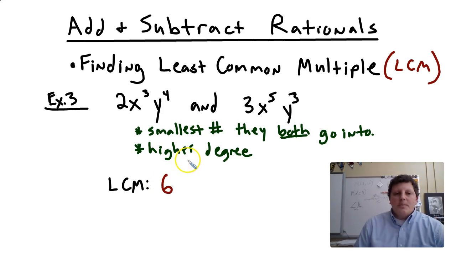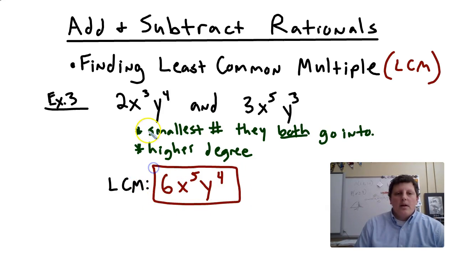And then for the exponents, we take the higher degree. So between x to the third and x to the fifth, we choose x to the fifth. Between y to the fourth and y to the third, we choose y to the fourth. And that is the least common multiple of these two monomials.